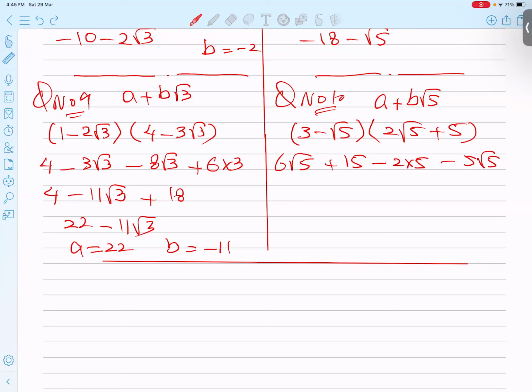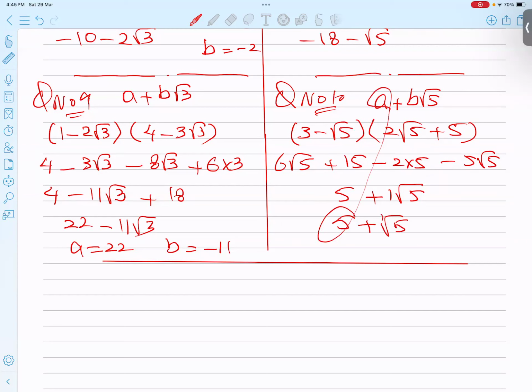I think I should write it. So out of 6, 5 gone, and I got only 1 root 5. 1 root 5 with a positive. 1 is not compulsory, right. 10 and positive 15 and -10, I got a positive 5. Out of 15, 10 gone. So you write this format or you write this format, both are correct.